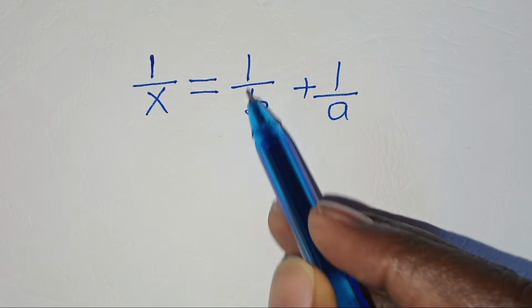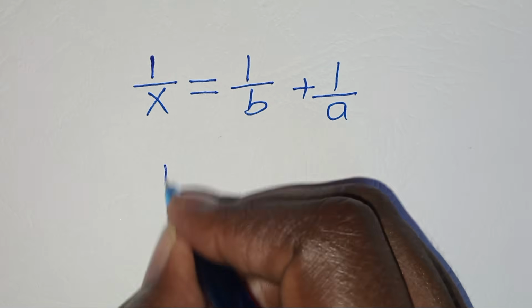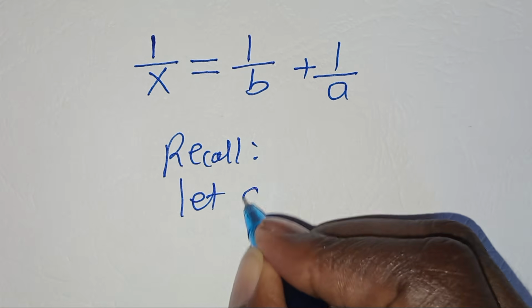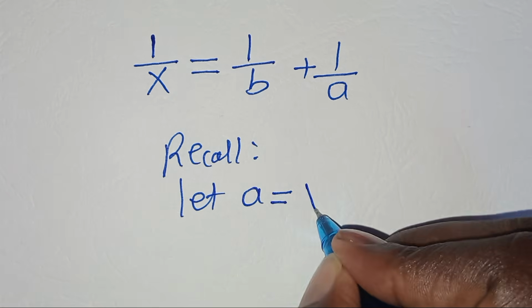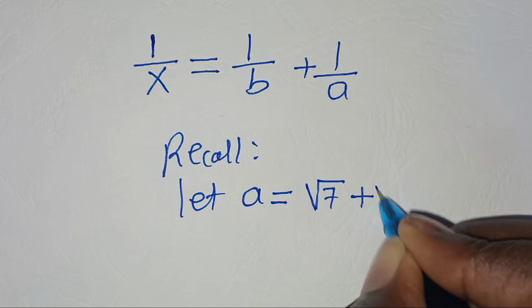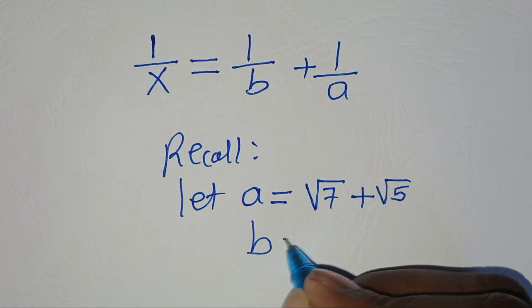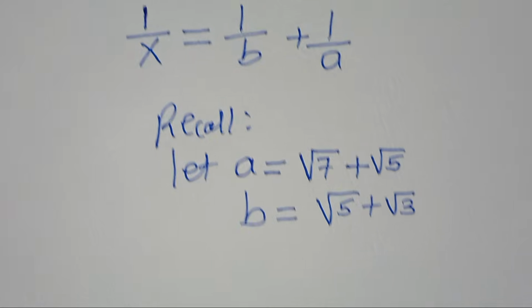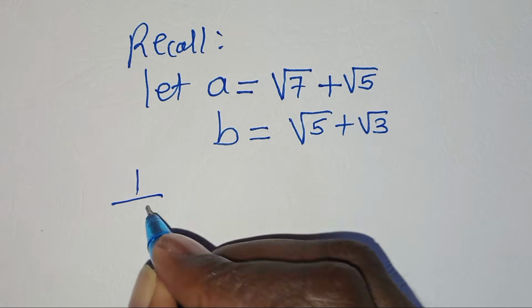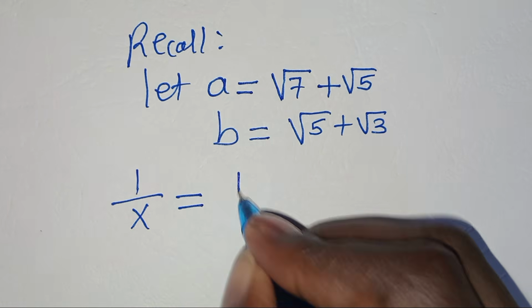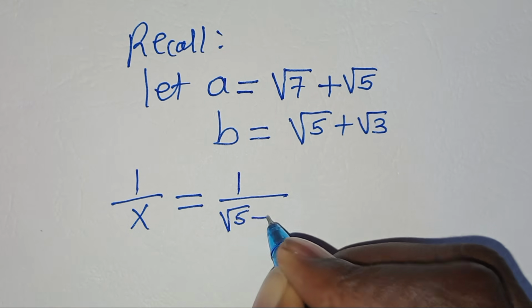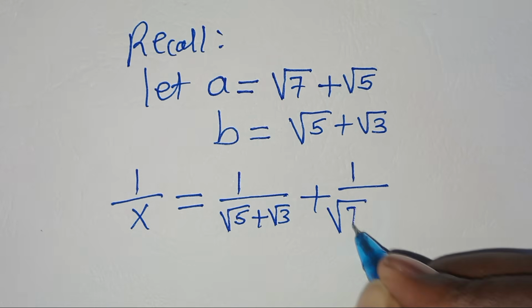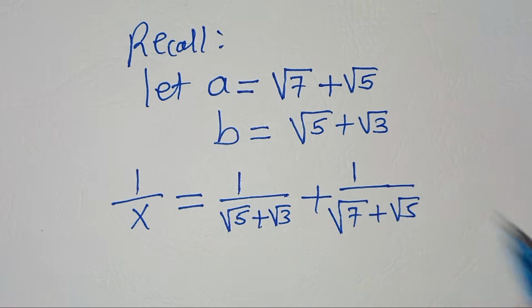Now we have 1 over x is 1 over b plus 1 over a. If you recall, we have seen that we let a be equal to the square root of 7 plus root 5. Then b is equal to the square root of 5 plus the square root of 3. So this means that 1 over x is equal to 1 over root 5 plus root 3, plus 1 over a, which is 1 over root 7 plus root 5.